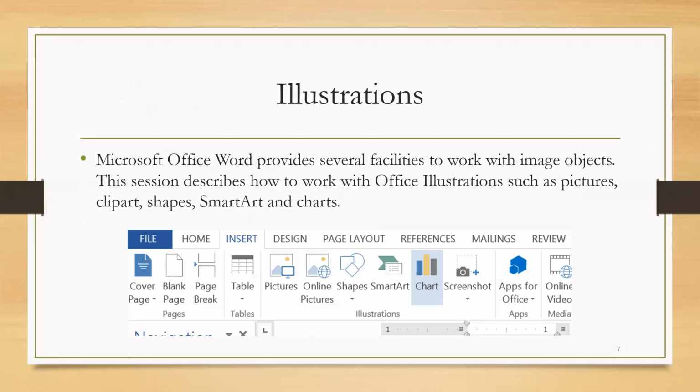Illustration. The illustration actually means a combination of pictures: inserting pictures in your MS Word, or creating shapes, using SmartArt, charts. These belong to illustration. In that sense, today we are going to talk about pictures and shapes. SmartArt and charts will be discussed in the next class. Okay, so let's see one by one.